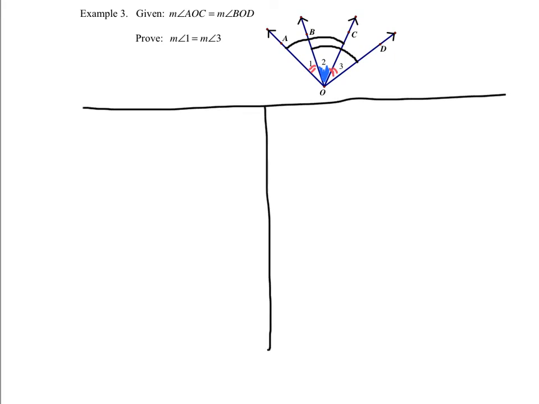So set up your two columns. The left-hand side is for our statements. I'm going to take a shortcut and just write S. And this is R. Check with your teacher to see if you're allowed to do that. On the left-hand side, start with your given information that the measure of angle AOC is equal to the measure of angle BOD. And that, of course, was given.